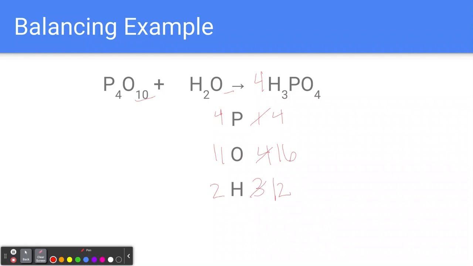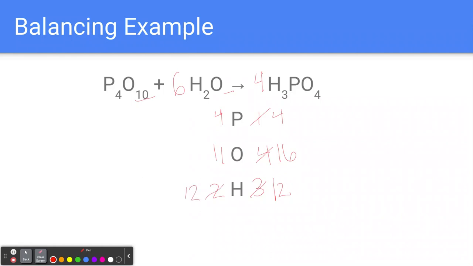Now in this case, I can see that the oxygen in my water is an odd number. We're going to have to get that to an even number. So I'm going to choose to do hydrogen next. And so I need to get hydrogen from 2 up to 12. So I'm going to try and put a 6 here. When I put a 6 here, it's going to change my hydrogen to 12.